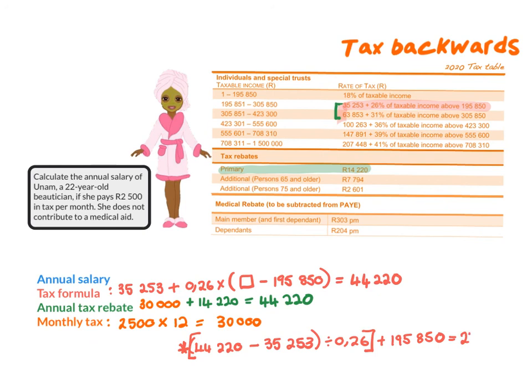And if you do that, let's type it in here quickly, that will give you your final annual salary, which is 230,338 Rand and 46 cents. And that will be her annual salary. And in this case, also your final answer. Always make sure if they ask for the annual salary or the monthly salary, that you don't accidentally forget to divide your final answer by 12. But in this case, they asked you for her annual salary.